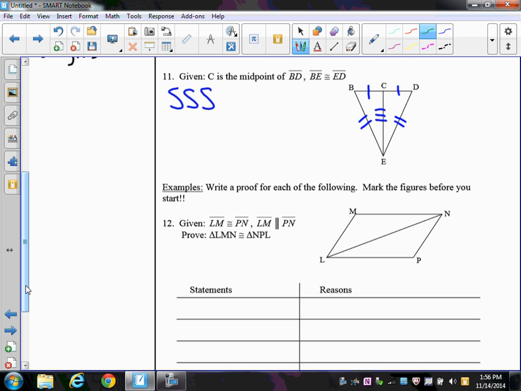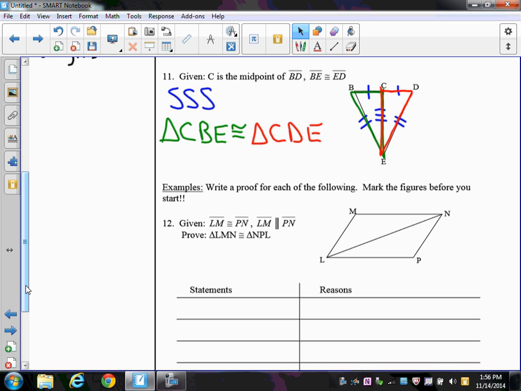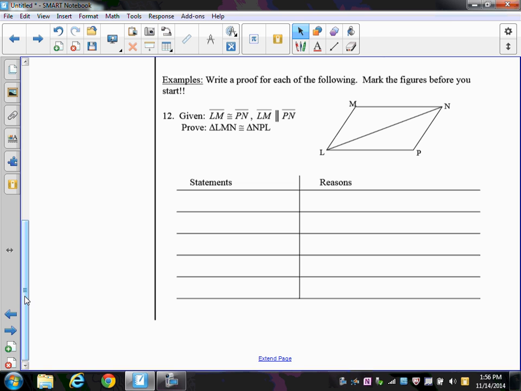When I fill in the letters, I go 1, 2, 3. I touch C, B, and E. Triangle CBE is congruent. So I go 1, 2, 3. Triangle CDE. So let's do number 12 together. 12 is a little bit different because it says write a proof for each of the following. It tells us to mark the figures before you start.